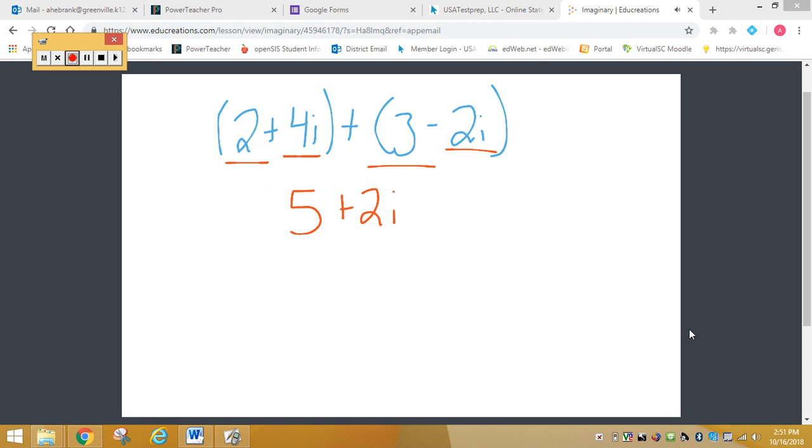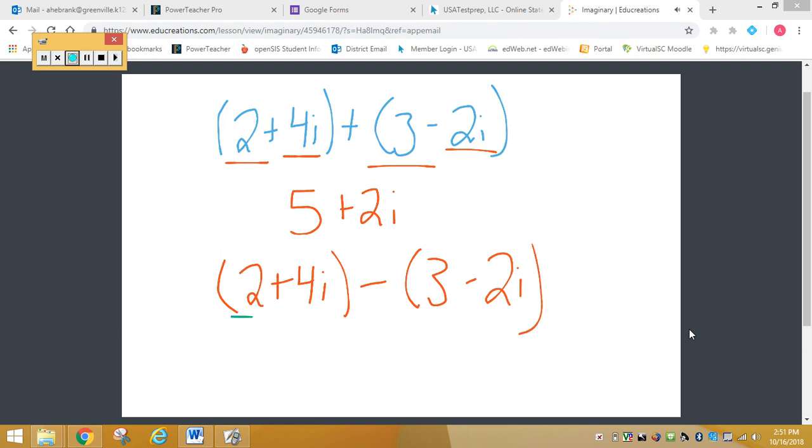Same thing with subtraction. Let me do a subtraction one. I'm just going to actually do the exact same problem, but I'm going to make it a subtraction. So stick with your whole numbers. 2 minus 3 is negative 1. And you can subtract your i's. 4 minus negative 2. Remember that minus negative turns to plus. So it's actually a positive 6i.